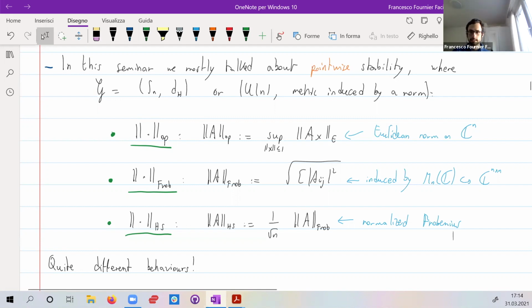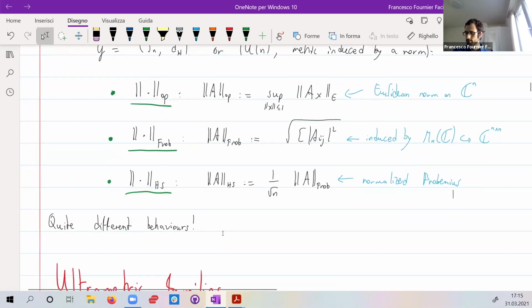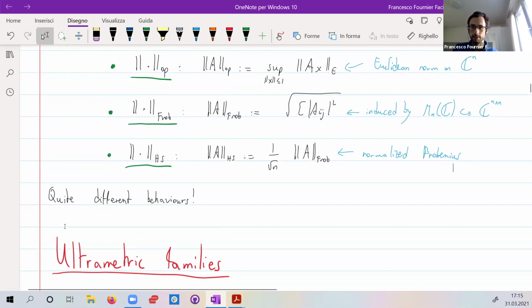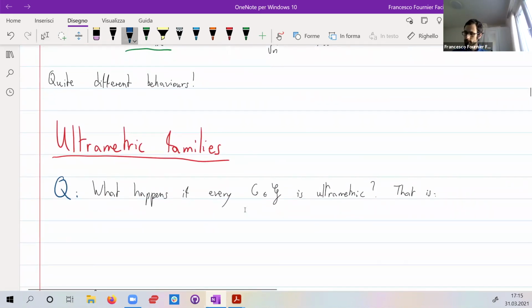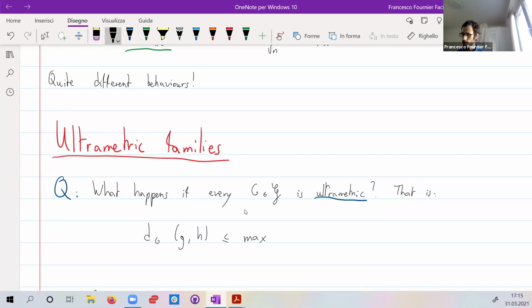Okay, so this is the general framework, and I am now going to move to the ultrametric framework. But before that, are there any questions so far? All right. So the question now is, what happens if we add the ultrametric assumption? What happens if every group in the family is ultrametric? By that, I mean that it satisfies the strong triangle inequality: the distance between g and h is smaller than the maximum of the distances between g and k, and k and h.